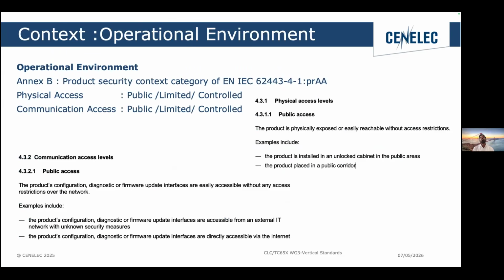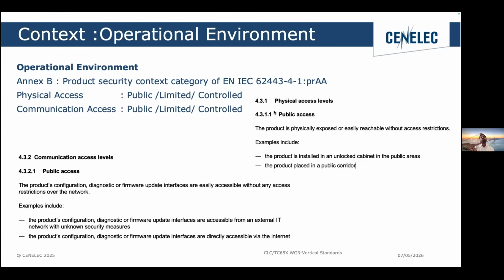So establish the product context and establish the environment. So where this product can be placed, in which type of environment. Again, we go back to the broad vertical. This is based on Annex P, product security context category. So in EN IEC 62443-4-1, you see Annex P, you have a product security context category where you see the level of physical access, public, limited, or controlled, the level of communication access, public, limited, or controlled, and the users. Users come in the next clause.